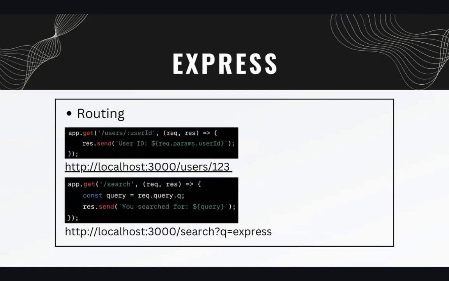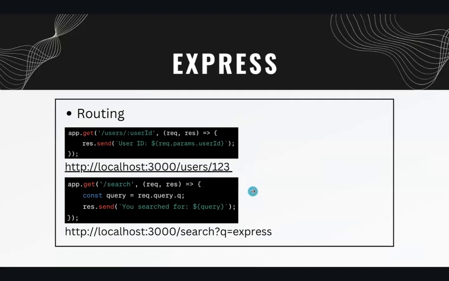encapsulates the raw feature of Node.js into a refined framework, making server-side development more intuitive. For routing, at its core, every web application is about directing incoming requests to appropriate handlers. Express makes this easy. For example, the first code piece would handle a GET request to the user endpoint. Accessing this endpoint and adding 123 after a slash would yield user ID 123.